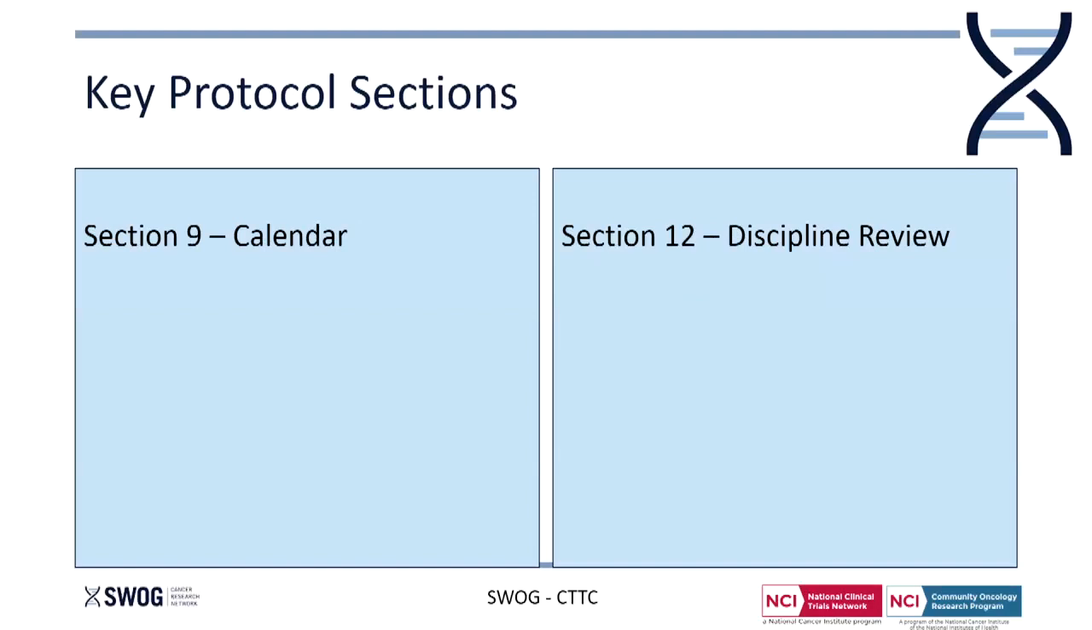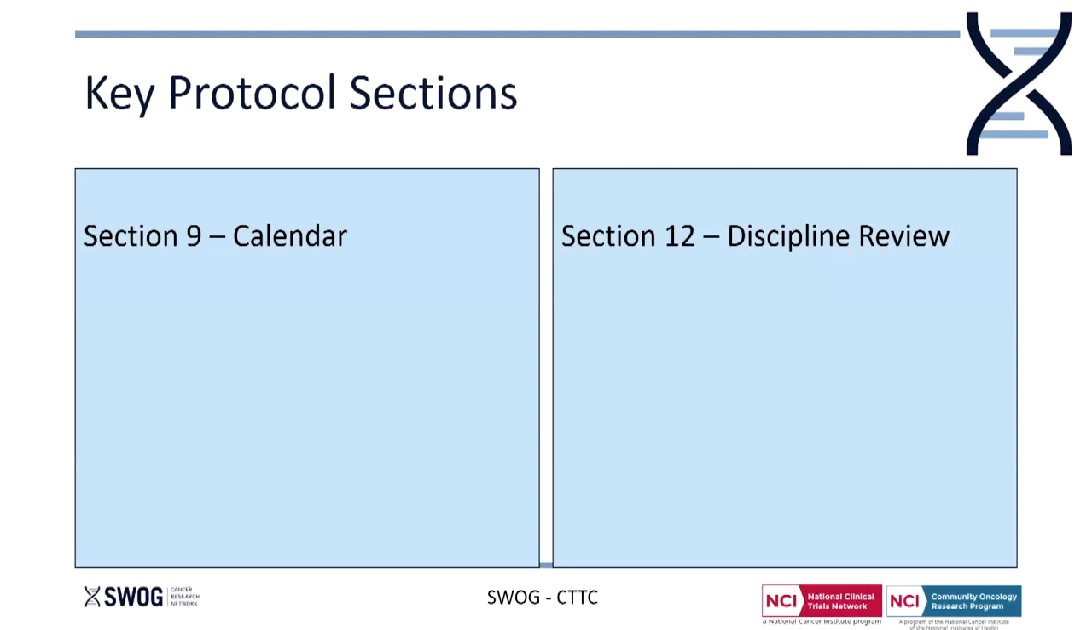Section 9 is the study calendar. So we try to include as much detail as we can about the events that need to occur. When do laboratories need to be repeated? When do scans need to be repeated? How often do you submit specimens? Those kinds of details would be in the study calendar.